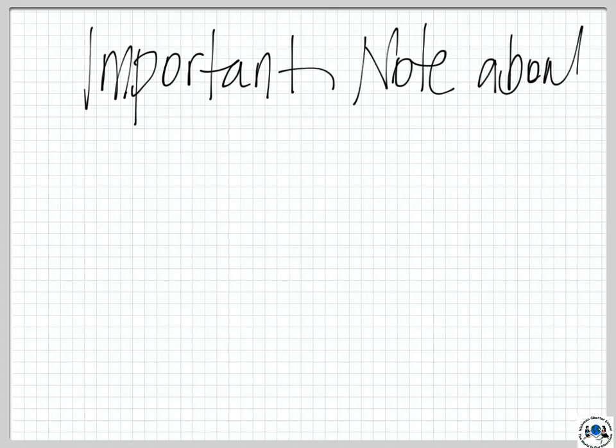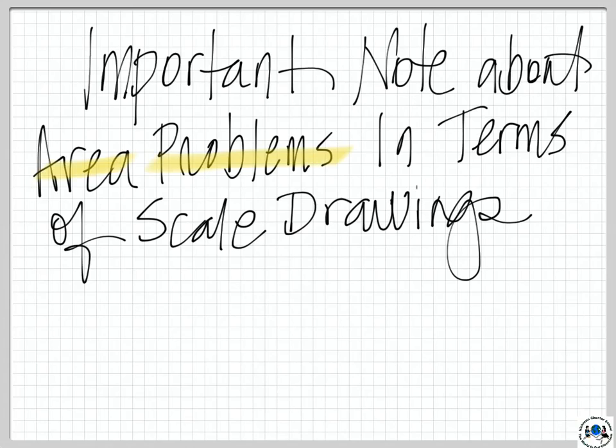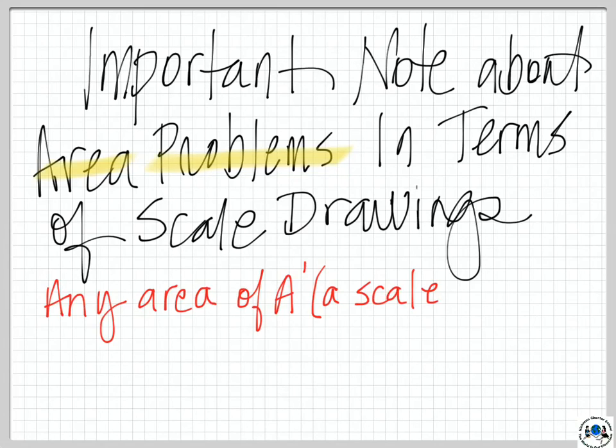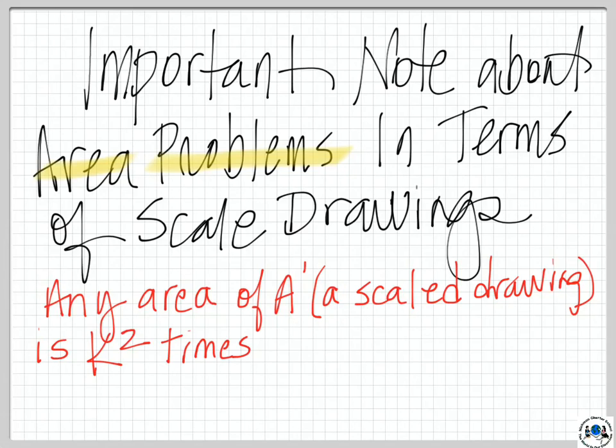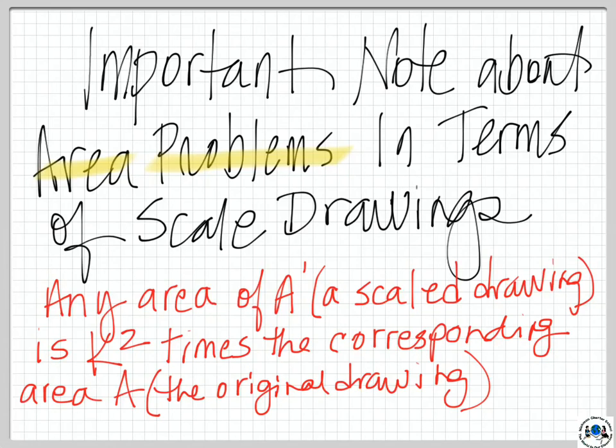Okay, so an important note about area problems in terms of scale drawings. Again, this will come up later on, but I just wanted to put it out front for you. Any area of A1, that just means the scaled drawing, the scaled A, is k squared times the corresponding area of the original drawing. What we've been used to finding is k, the constant of proportionality. It's our scale factor.